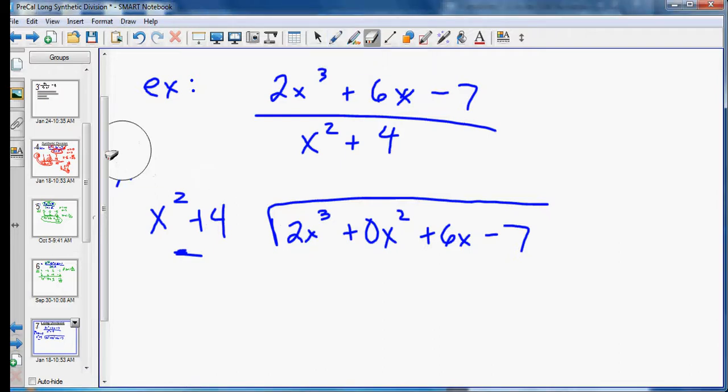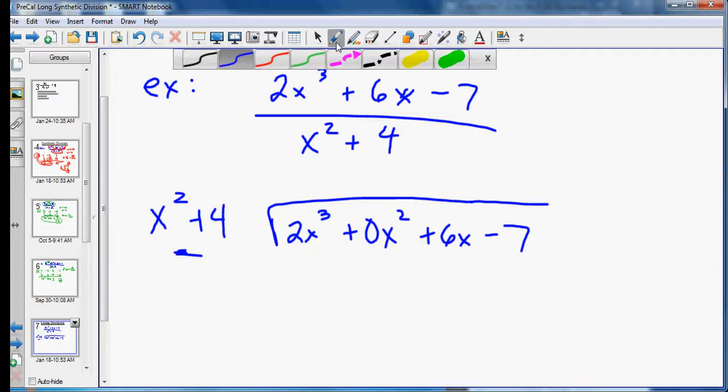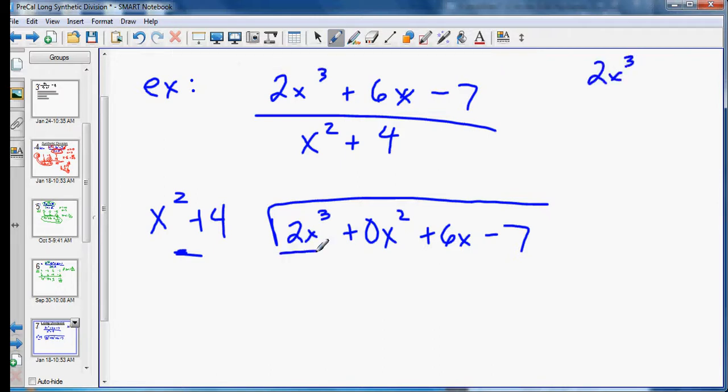let's divide. So we do the same 4 steps we did before with numbers. We divide, we multiply, we subtract, we bring down. So we start by dividing 2x cubed, this first term right here, over x squared, the first term right there. So 2x cubed over x squared. So x squared can cancel out, 2 of the x's can go away. That leaves me with just 2x. So dividing 2x cubed over x squared gives me 2x. Now I multiply. 2x times x squared is 2x cubed.